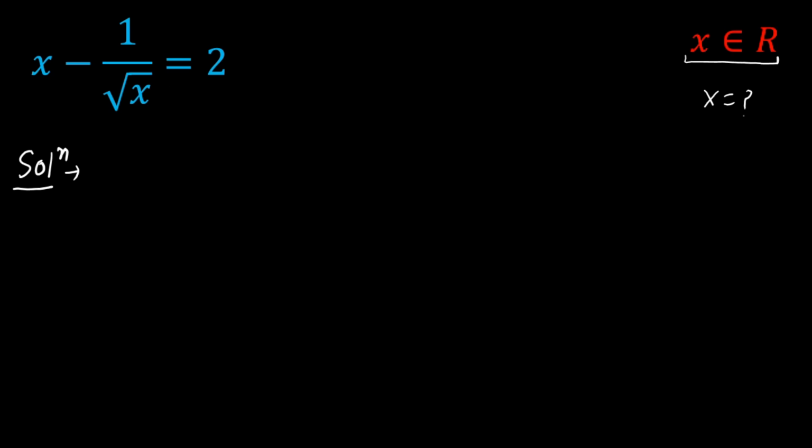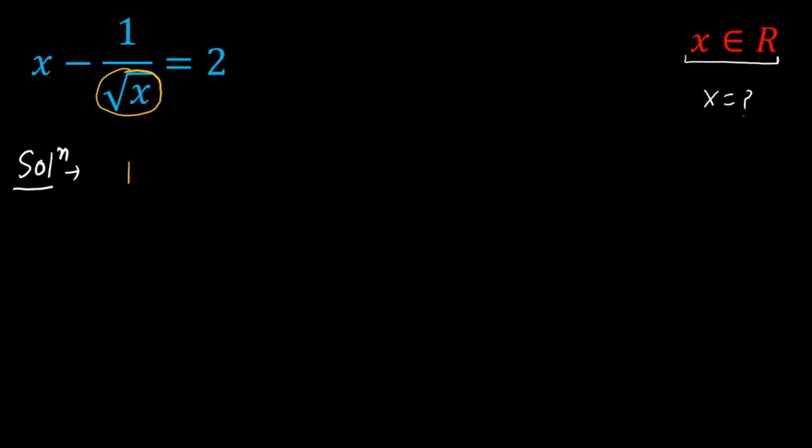Here the denominator is the square root of x. So we can say the square root of x cannot be equal to 0, because it is in the denominator. Now we will apply the substitution method.